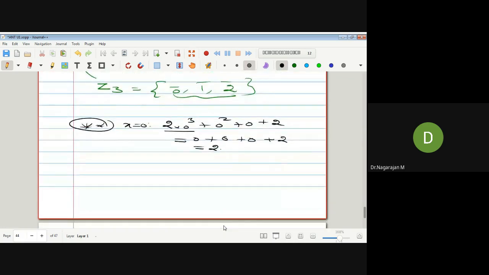Therefore, 0 is not there. Correct? 0 is not there. Therefore, x equal to 0 is not a root.